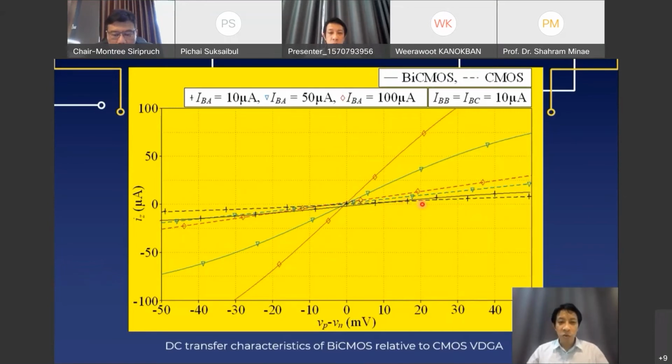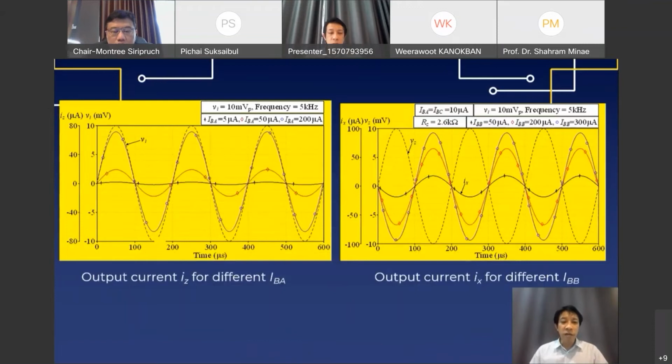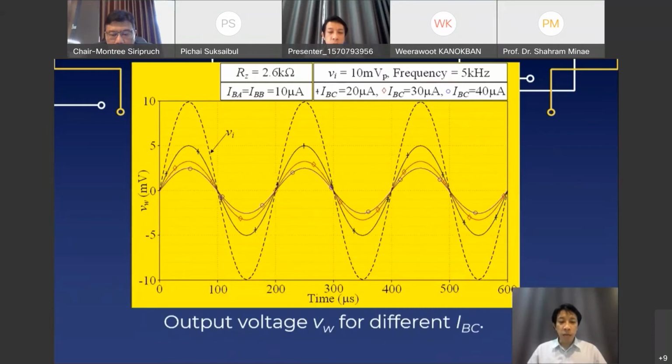From this result, you will see that the gain of BiCMOS is more than the CMOS structure. The left side shows the output current IZ for different IBA. The right side shows the output current IX for different IBB. That means the current at port Z can be controlled by external current source IBA, and the output current at port X can be controlled by external current source IBB. And this shows the output voltage at port W for different IBC. That means the voltage at port W can be controlled by the ratio of external current sources IBB and IBC.